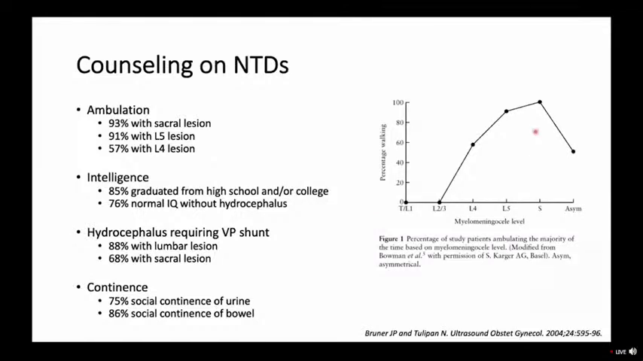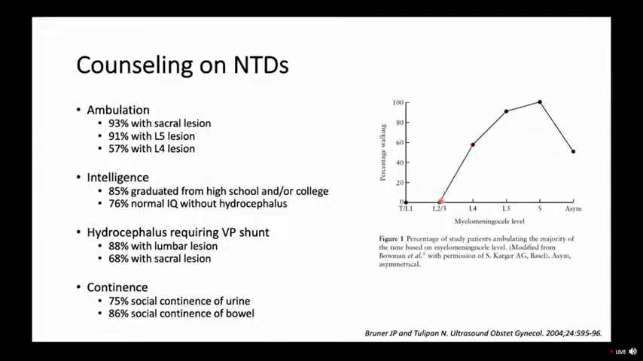When the defect is very low in the sacral spine, yes, there's spina bifida, but almost all of those children will be ambulatory. So nearly 100% of babies with a sacral lesion will be walking. If it's at L5, 91% of those babies are walking. However, as we get to L4, 57%.